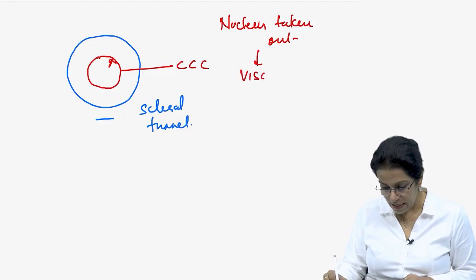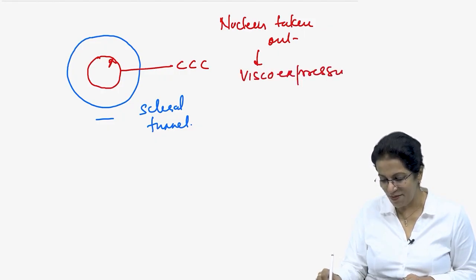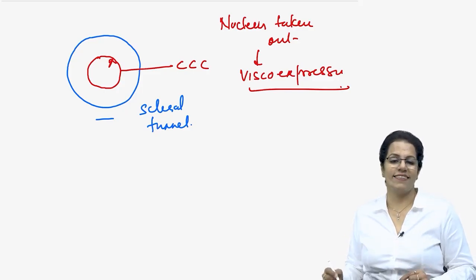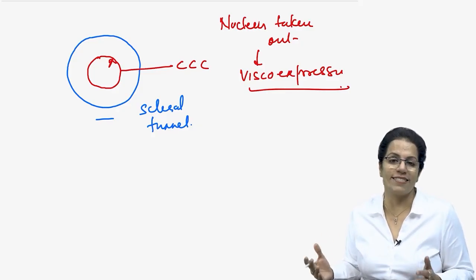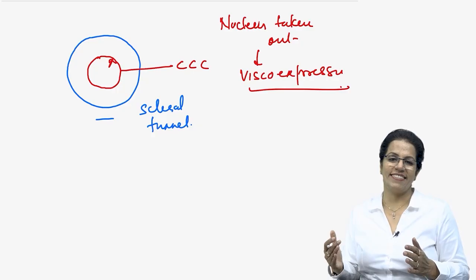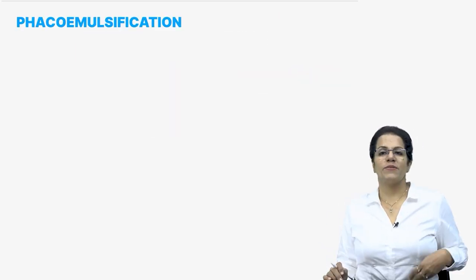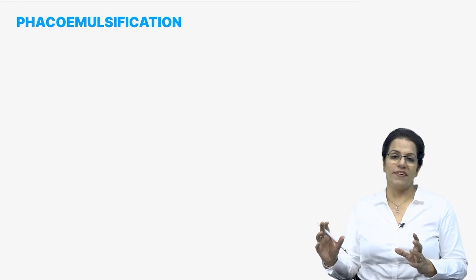And after doing this, what do you do? Clean the bag and put the intraocular lens. Rest is the same, right? So, what is the benefit? Almost no post-op astigmatism. That is the main benefit. Okay. So, next we talk about phacoemulsification.